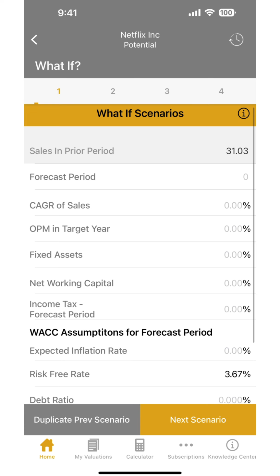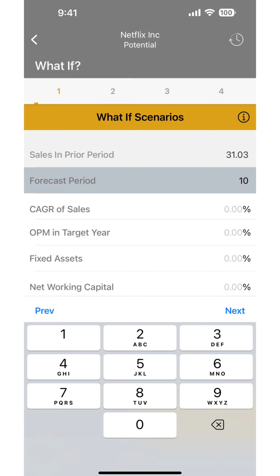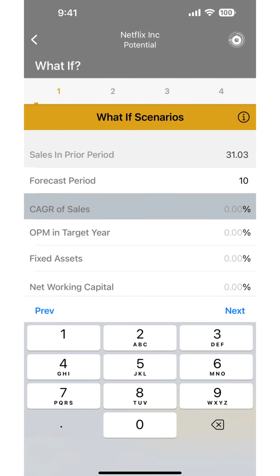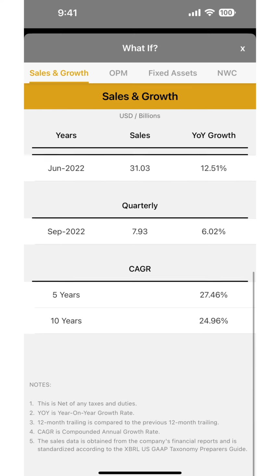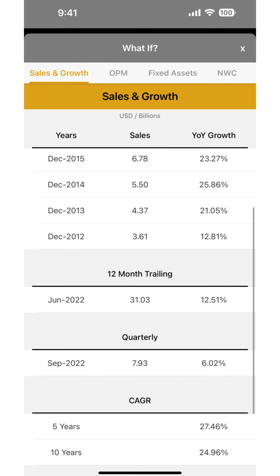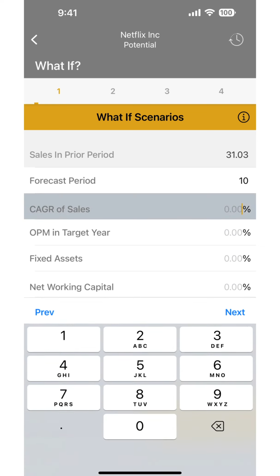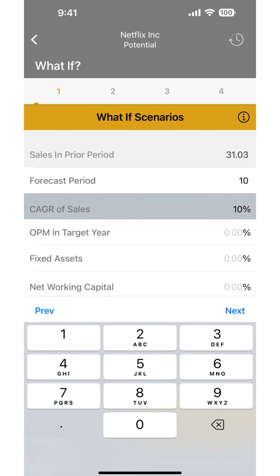First scenario. In the first scenario for Netflix, let us initially take a forecast period of 10 years. Checking the sales growth in history tells us that Netflix has shown a compounded growth of 27% during the past 5 years and 25% during the past 10 years. The 12-month trailing sales grew by 12.5%, and for quarter ended September 30th, 2022 was 6%. In this scenario, we assume that Netflix will compound its revenues by 10% during the forecast period.